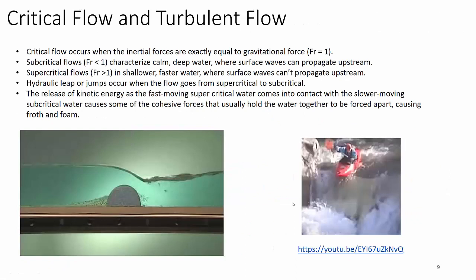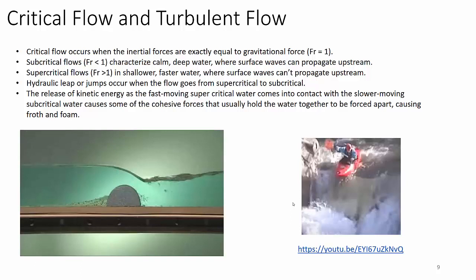There are all sorts of YouTube videos for critical flow. Critical flow occurs when the inertial forces are exactly equal to gravitational forces. That's when it becomes critical. Subcritical flows are calm, deep waters where surface waves can propagate upstream. Supercritical flows are in shallower, faster waters where surface waves can't propagate upstream. Hydraulic leaps or jumps occur when the flow goes from supercritical to subcritical, when moving water hits still water.